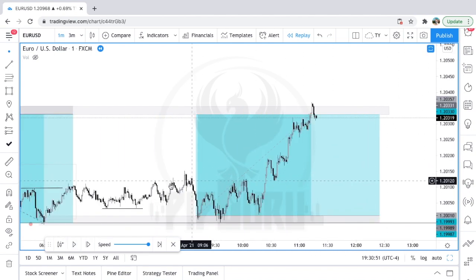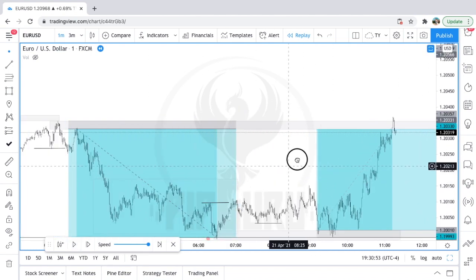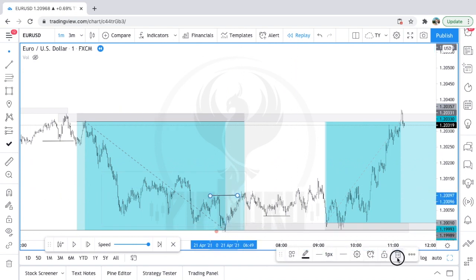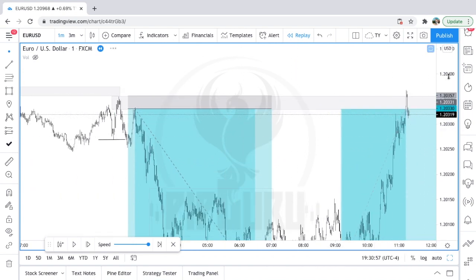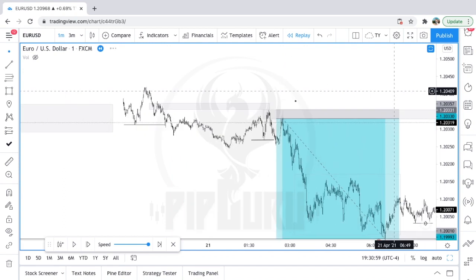And that's it guys for all of these trades. That's how I got into all of these trades right here. That was my thought process behind these trades and everything.